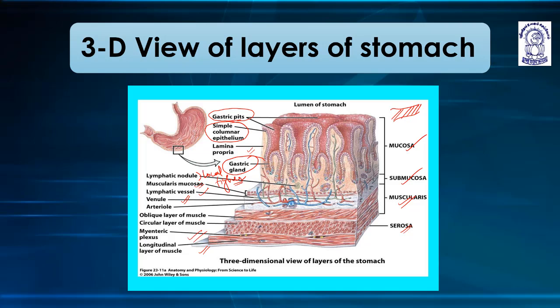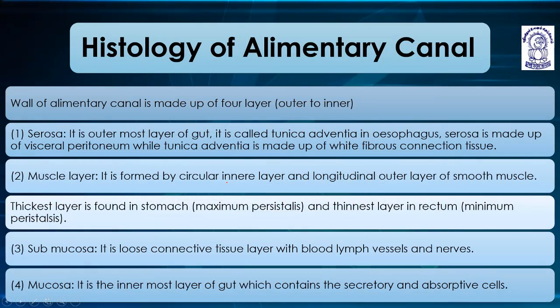Now coming to the next slide, histology of the alimentary canal, as we have seen in the diagram I showed you prior. Now we will refer to some points which need to be remembered every time while writing or giving the examinations. The wall of the alimentary canal is made up of four layers. If we move from outer to inner, the outer layer is serosa, which is the outermost layer of the gut. It is called the tunica adventitia.